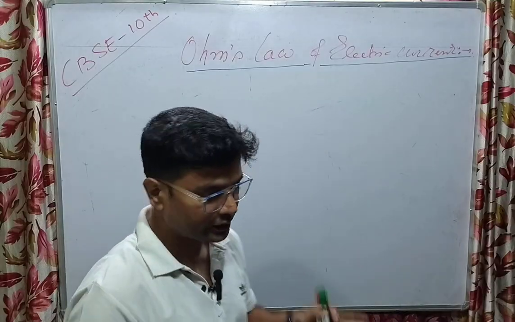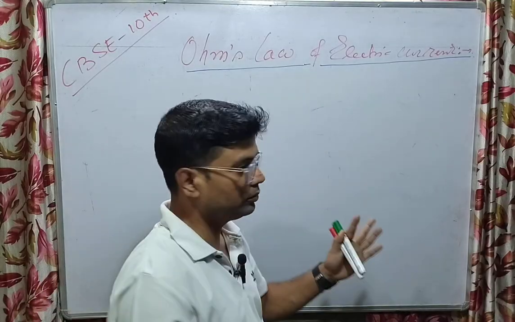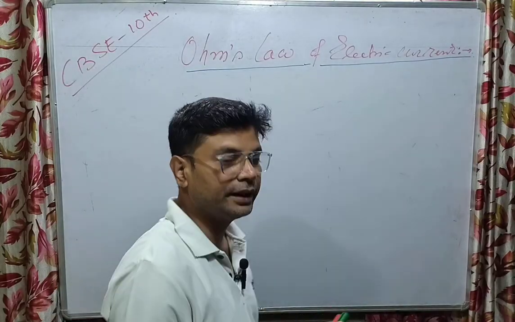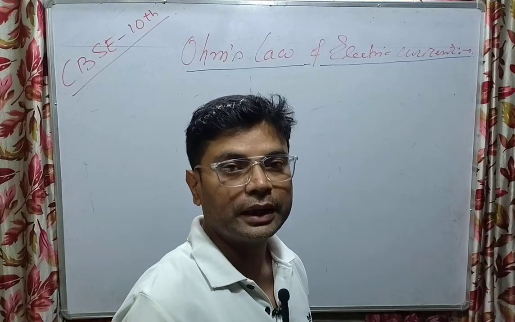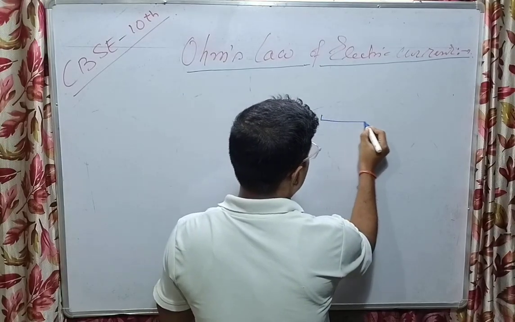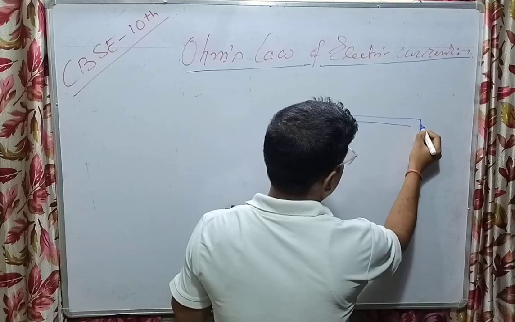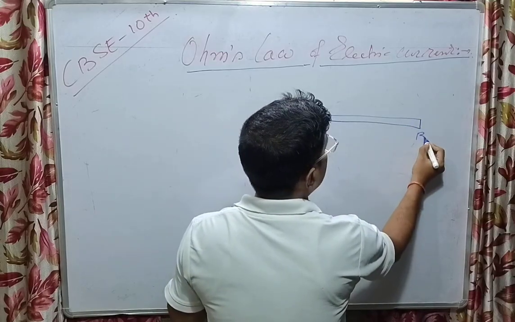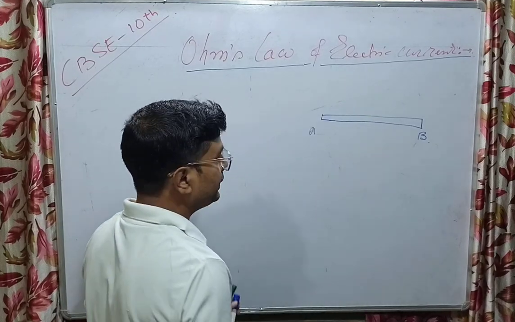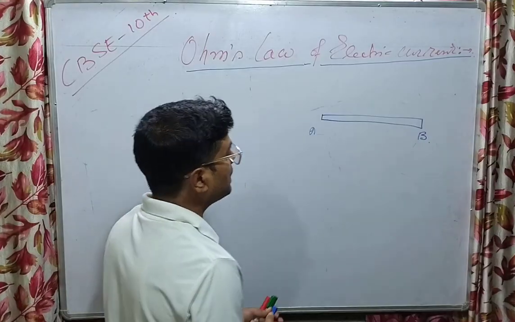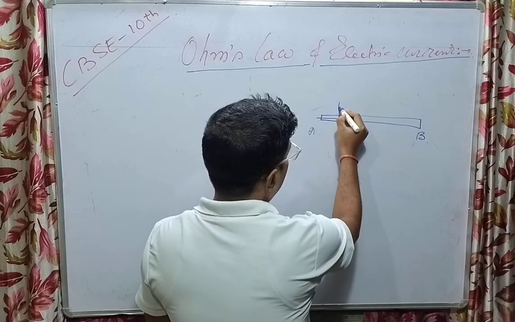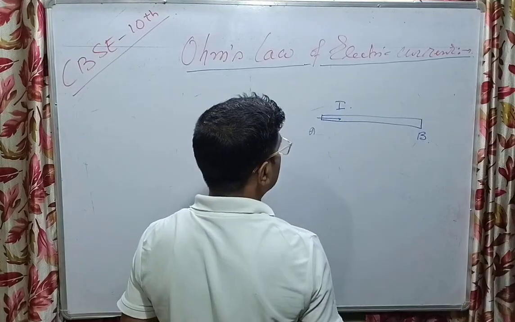To understand Ohm's law, I am going to consider an electric conductor, a good conductor of electricity. Suppose here is a conductor AB. The amount of current passed through this conductor is I.